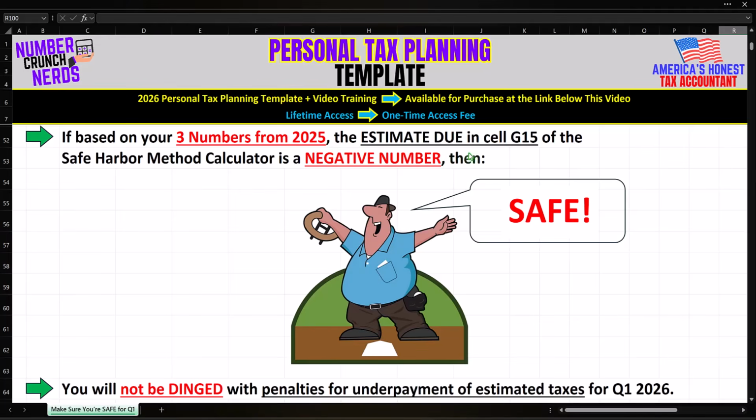If the estimate due in cell G15 of the Safe Harbor Method calculator is a negative number, then you are safe. And you will not be dinged with penalties and interest for the underpayment of estimated taxes for Q1 2026.